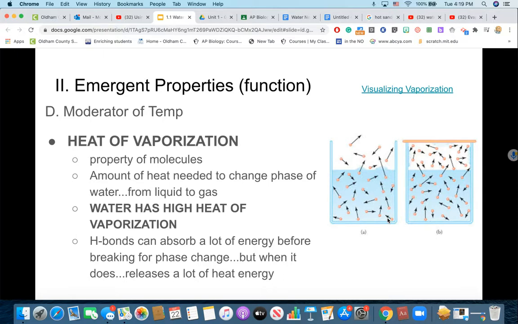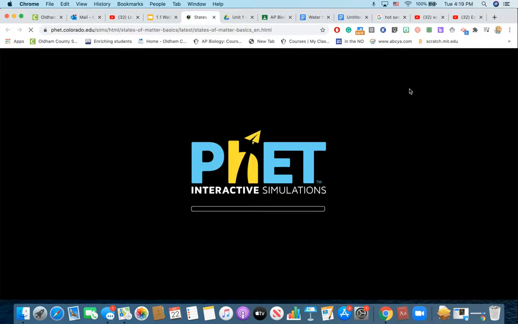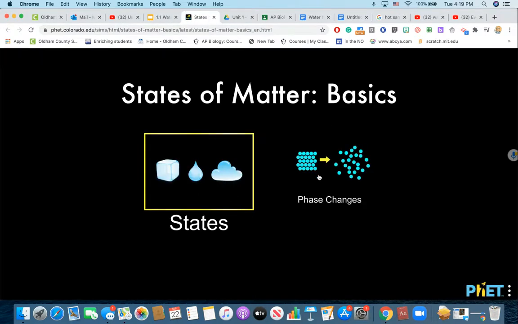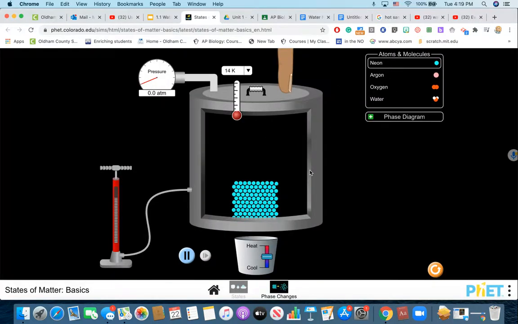But when they do, they have absorbed so much heat, they start releasing that heat. So as water vaporizes, we get quite a bit of heat energy lost. And that can be good if we're trying to cool something down. Before we go to the next picture, I want you to visualize the vaporization process. So let's look for just a second.